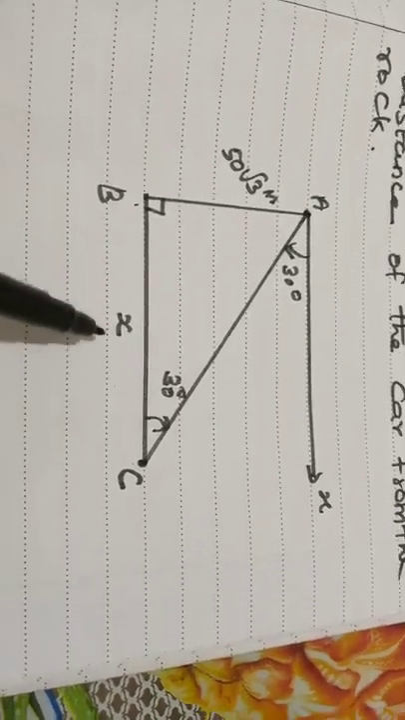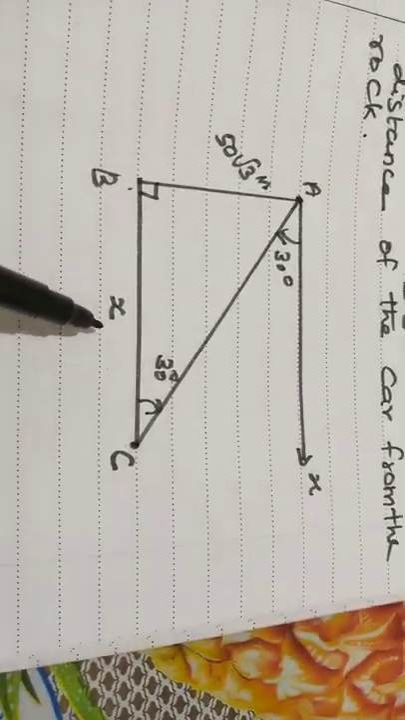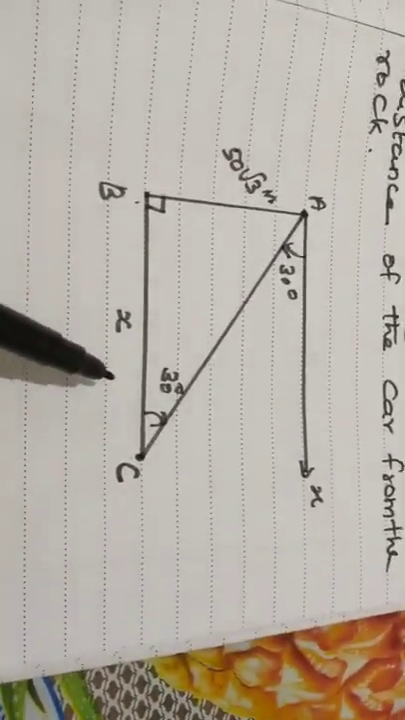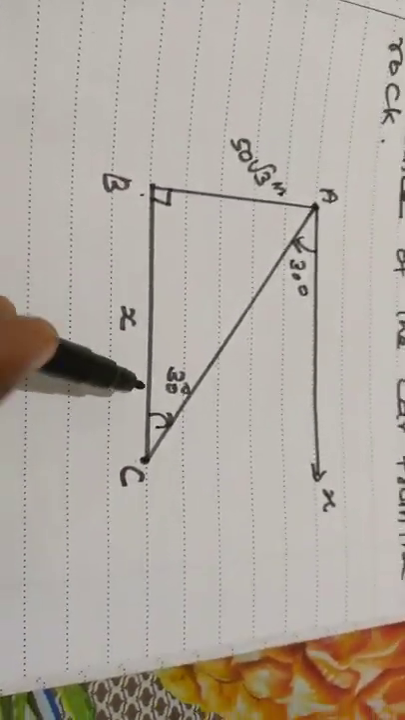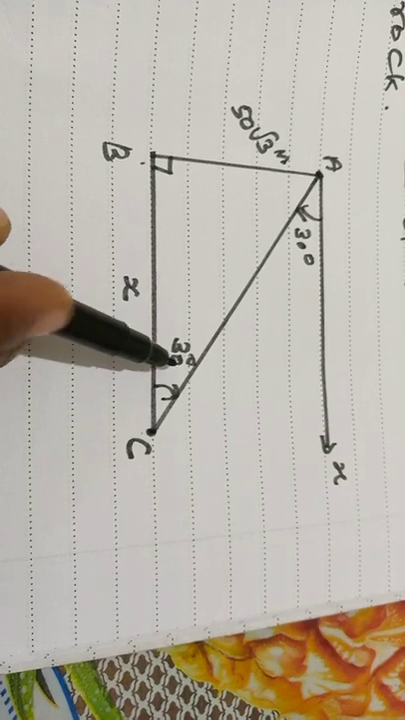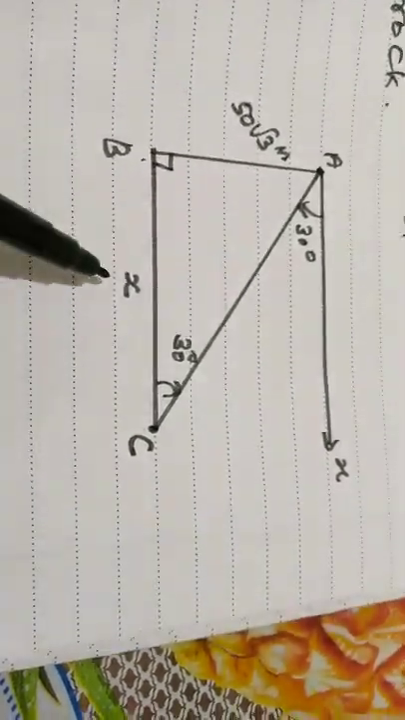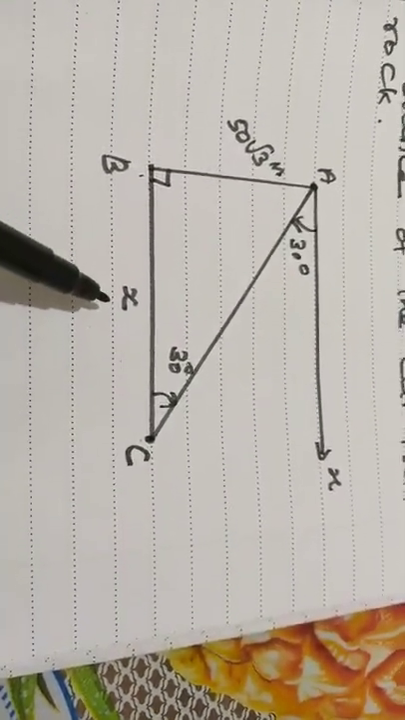Then in right triangle ABC, what ratio can you use? You have to find this adjacent side, X. Here the opposite value is there, so you can use the tan ratio. So tan 30 is equal to opposite by adjacent. By that you can get the answer.